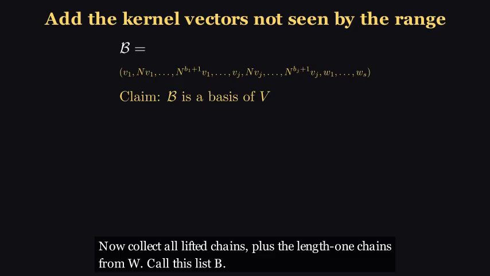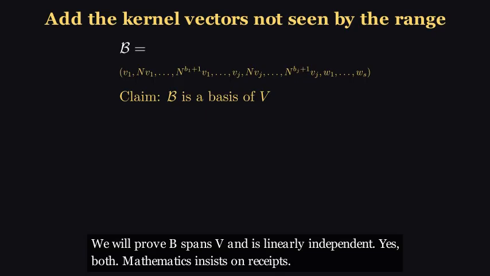Now collect all lifted chains, plus the length 1 chains from W. Call this list B. We will prove B spans V and is linearly independent. Yes, both. Mathematics insists on receipts.